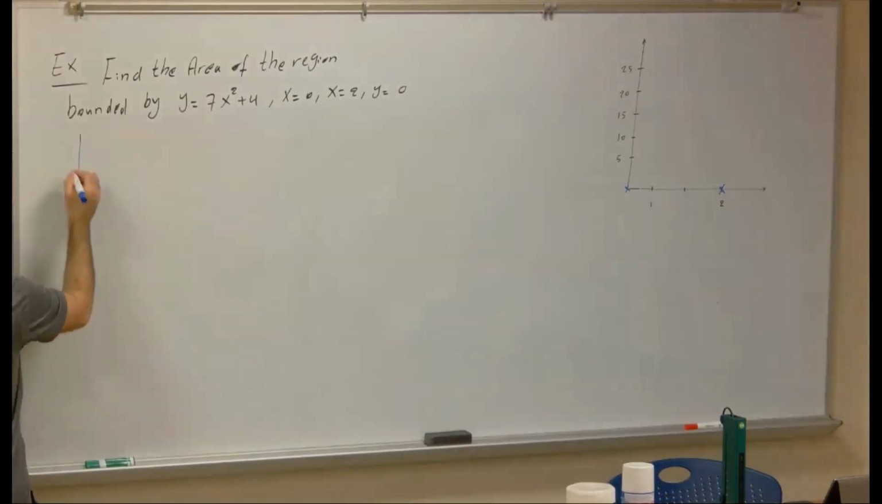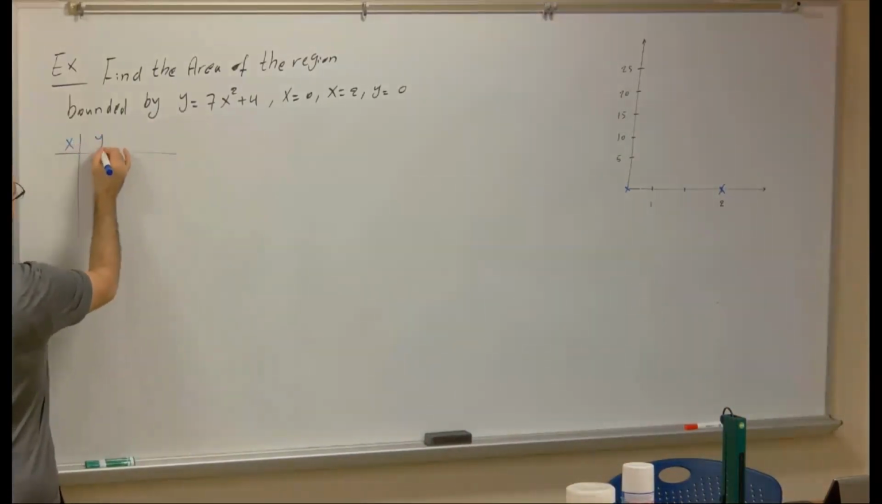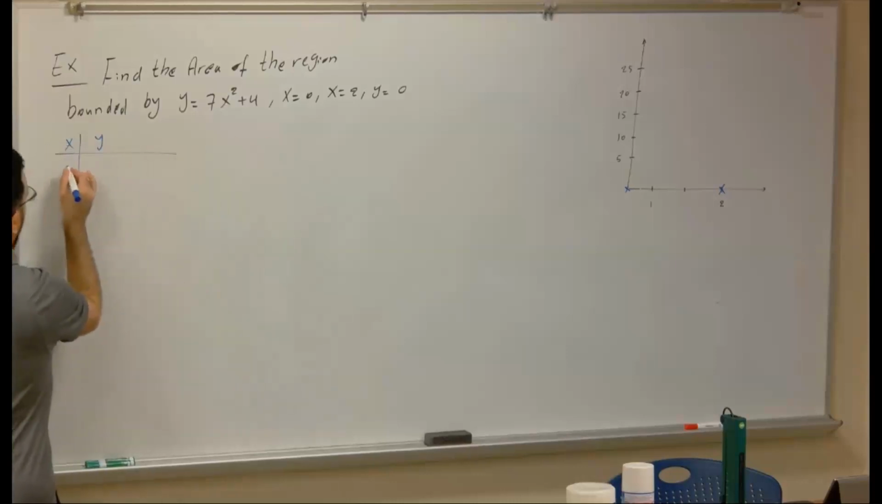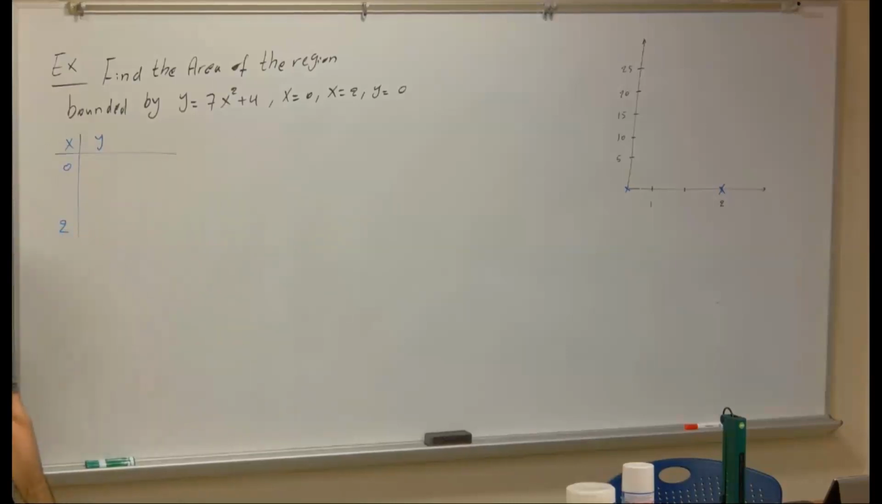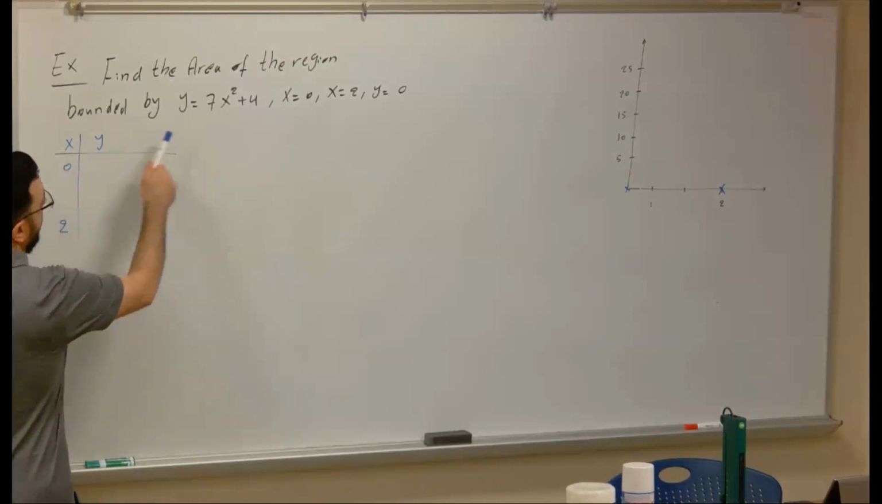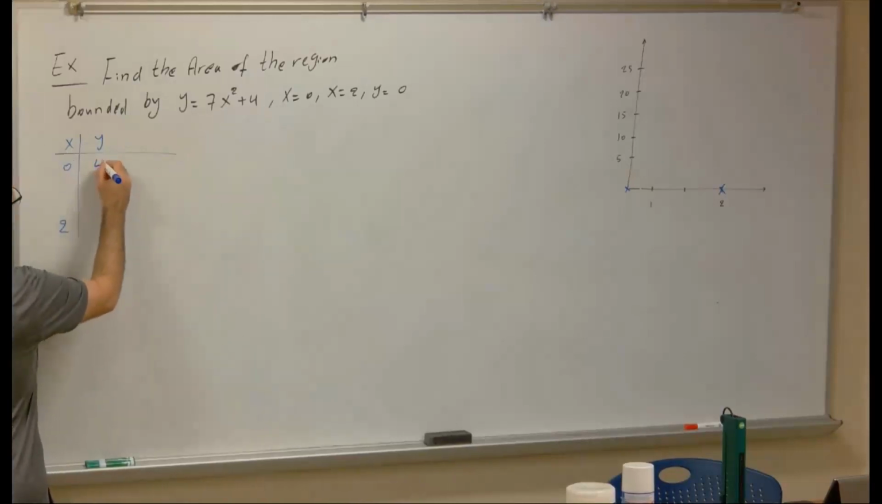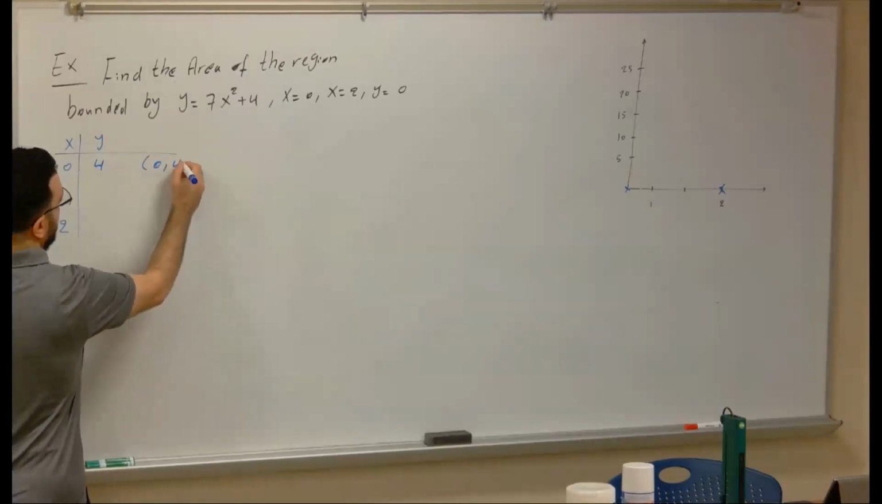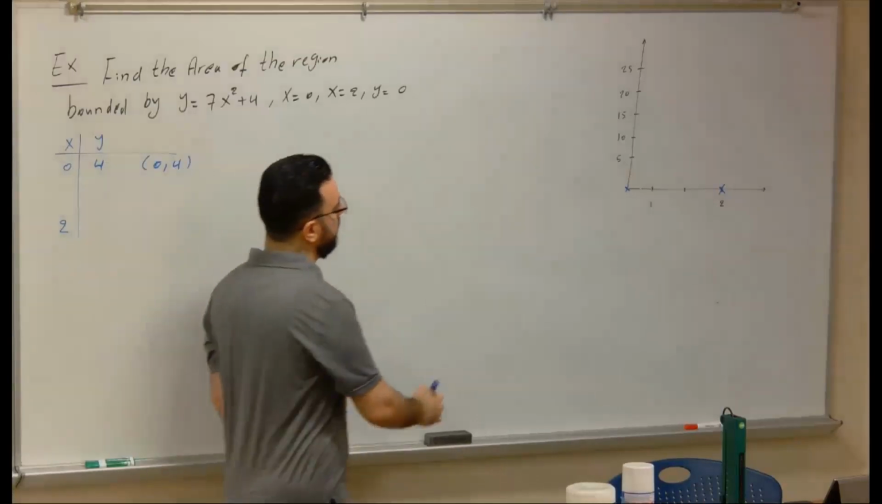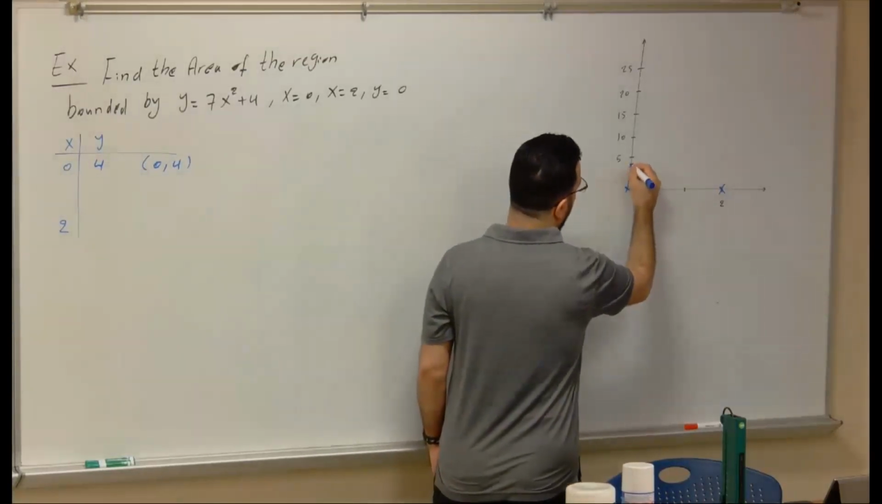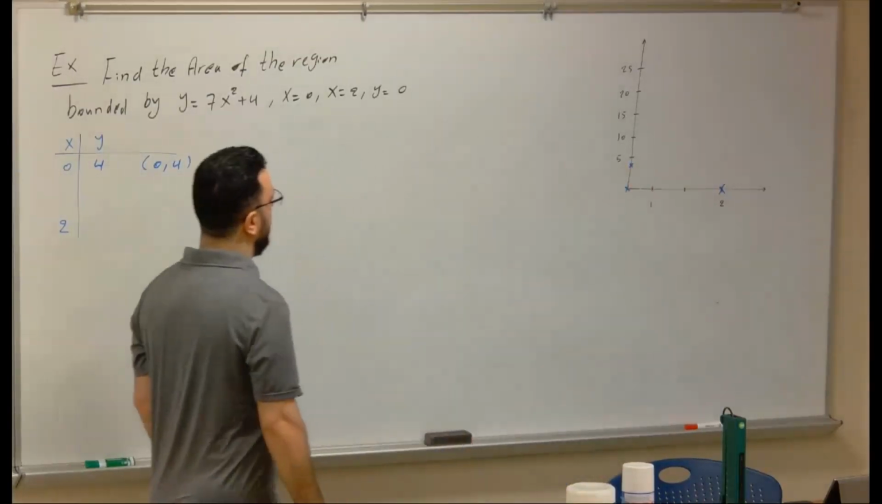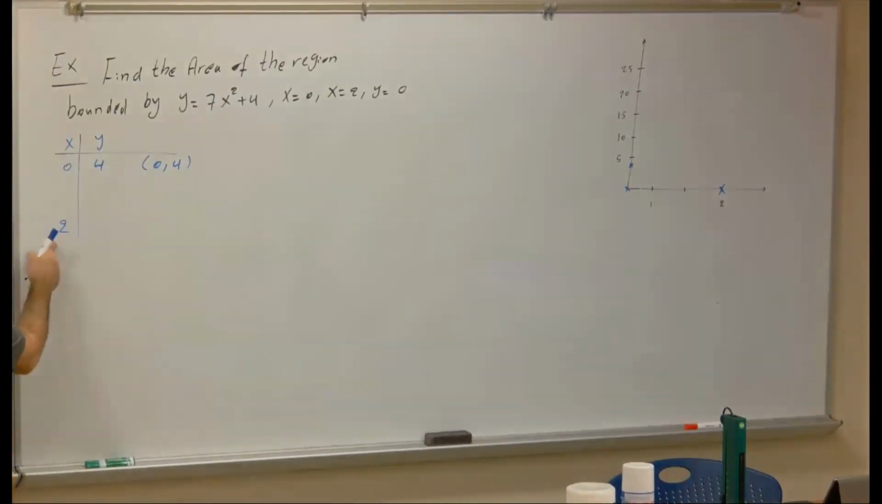So I'm going to do the same thing. X, y, taking the 0, and here's the 2. And be careful, it's a curve, it's not a line. So when x is 0, plug in the 0, it's going to be 4. That means the first point, 0, 4. That means start from here.